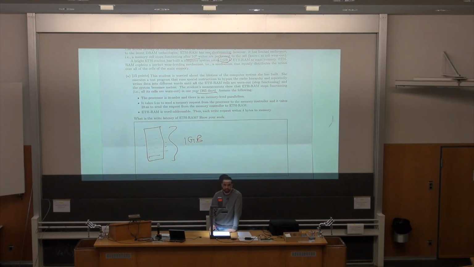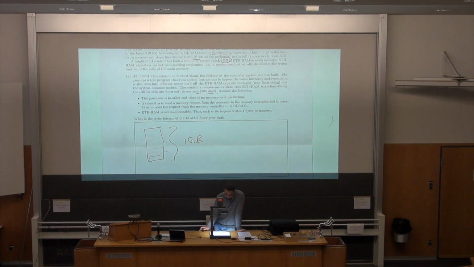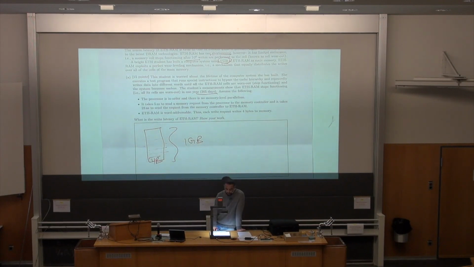So you already know that this RAM will wear out after 1 year, and you have all the latency requests from the processor to the controller, from the controller to the RAM, and you need to figure out basically the write latency. So how many rows do we have in this RAM? If you know that one row is 4 bytes, then obviously 1 gigabyte over 4 bytes, you will get how many rows there are.